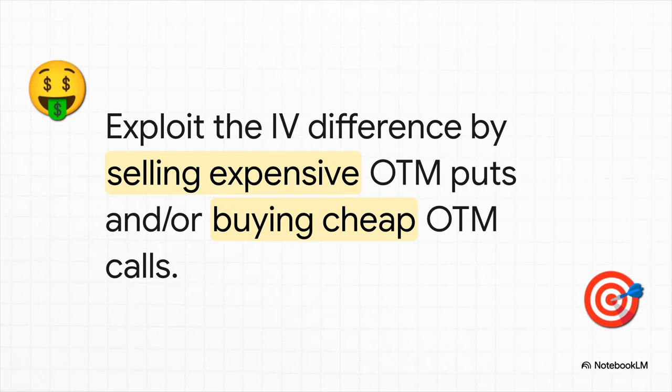Okay, the core idea here is really simple. The smirk makes out-of-the-money puts expensive and it makes out-of-the-money calls relatively cheap. That's it. So our strategies are all going to be built around exploiting that imbalance. We're either going to sell that overpriced fear or we're going to buy that underpriced optimism.